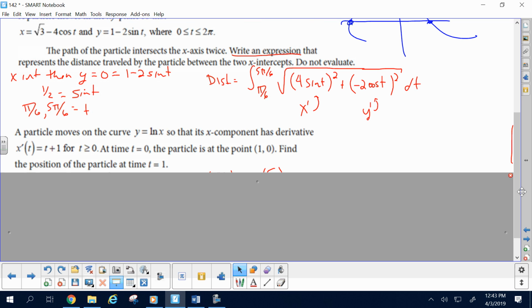Look at the last one. We might have a chance to, actually, let's maybe just talk about it together. So in this case, they give you the curve without parameters. They also give you x prime at t, but not x at t, and an initial point.